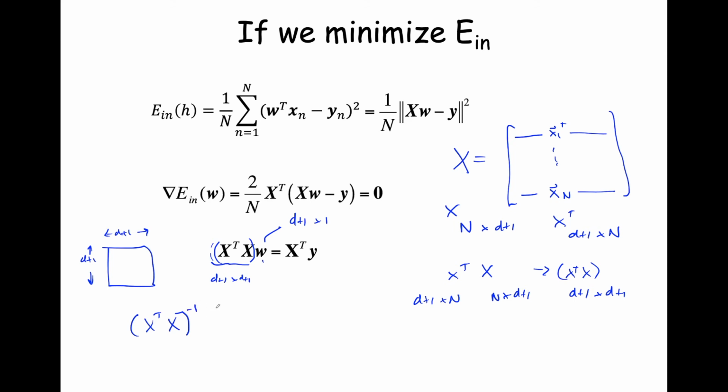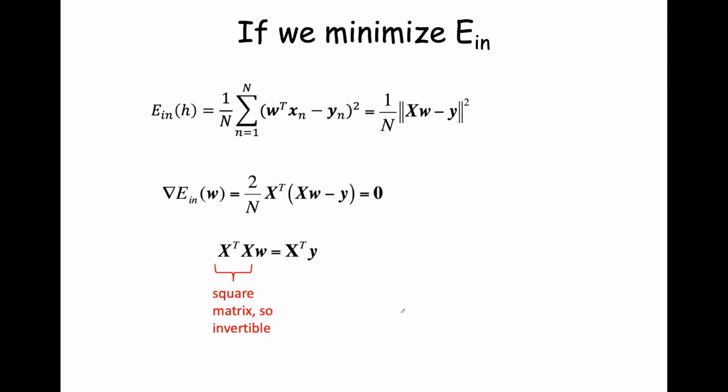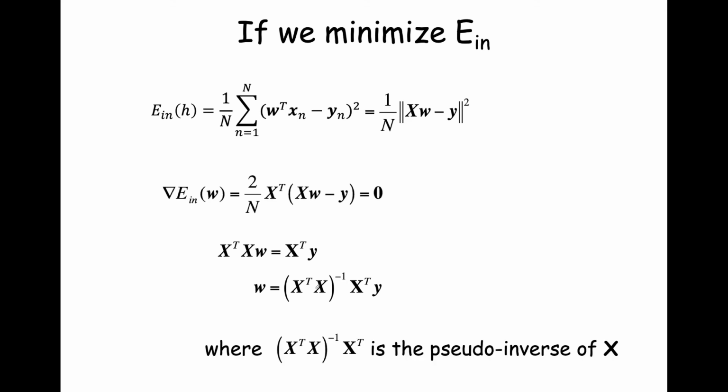So if I do that, I get X transpose X inverse times X transpose X w. And I also left multiply on the right-hand side of the equality, which gives X transpose X inverse X transpose y. And that's my result. The square matrix is invertible, and I get the following result for w. Now, of course, this quantity here has a name. It's called the pseudo-inverse: X transpose X inverse times X transpose.